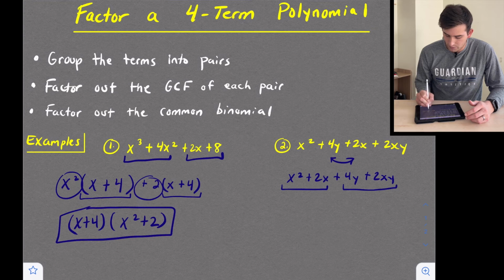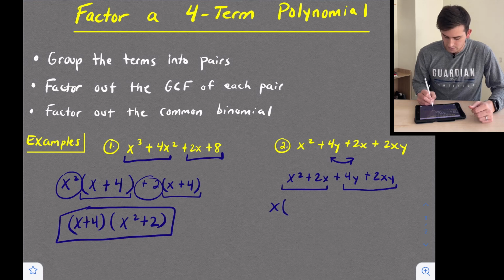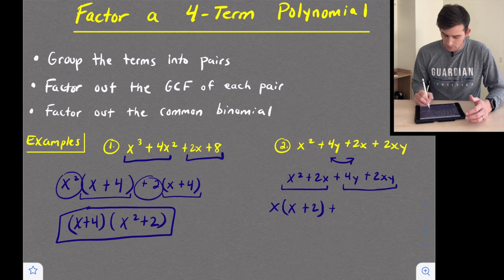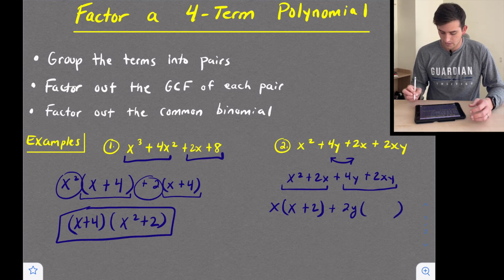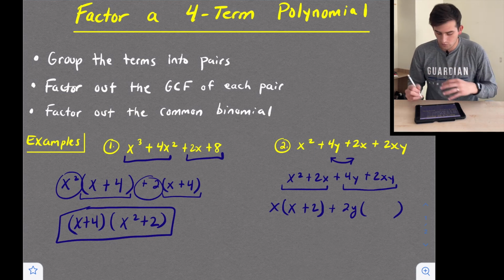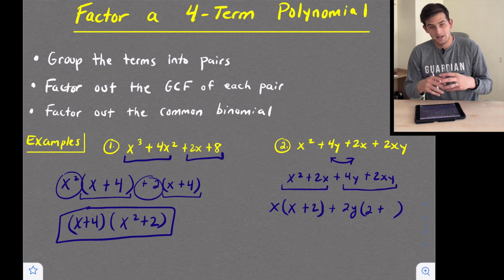And now we can group into 2 pairs, right? Now we have x squared plus 2x, so we can factor out an x. So x times x would be x squared, and x times 2 would give us 2x. Now we put our plus sign here, and what can we factor out here? We can factor out a 2y. What do we multiply 2y by to get 4y? We multiply by 2. And what do we multiply 2y by to get 2xy?